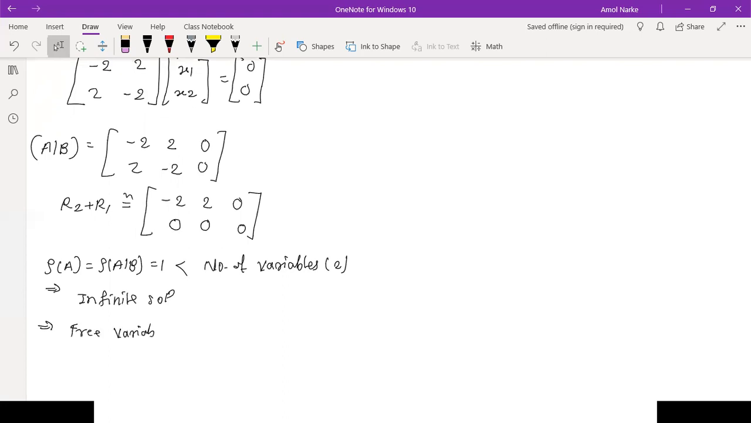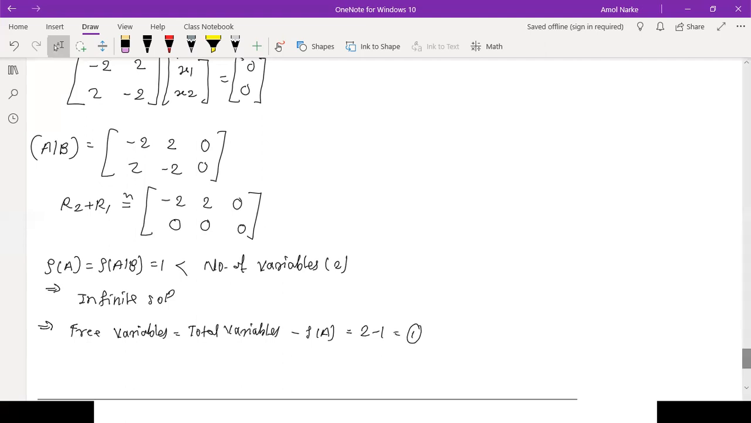How can one find free variables? Number of variables minus rank of A. Yes, total variables minus rank of A. So we have total variables 2 minus 1, so I'm getting 1. So of the variables we have, we have 1 free variable.